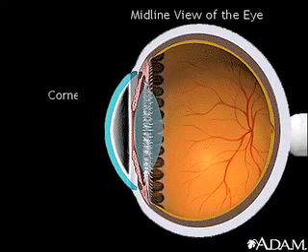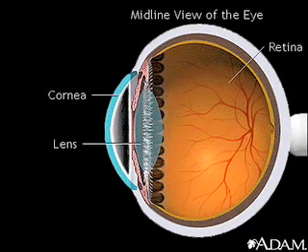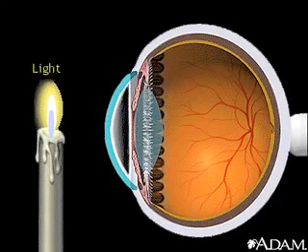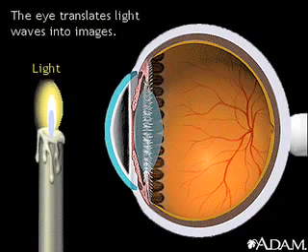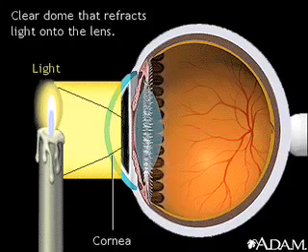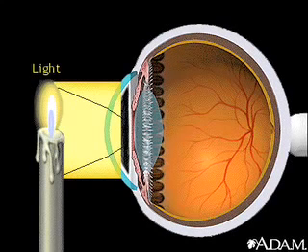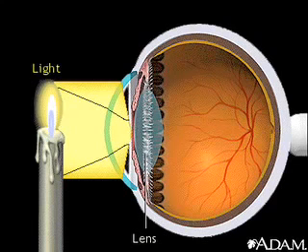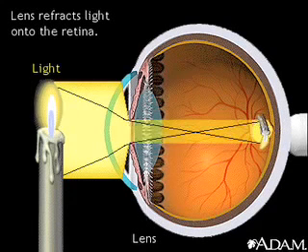Among these are the cornea, the lens, and the retina. Light from this candle can be used to show how the eye translates light waves into images. First, the candlelight passes through the cornea, a clear dome-like structure covering the iris, or colored part of the eye. The cornea bends or refracts the candlelight onto the lens. The light is then refracted a second time while passing through the lens, finally focusing on the retina.